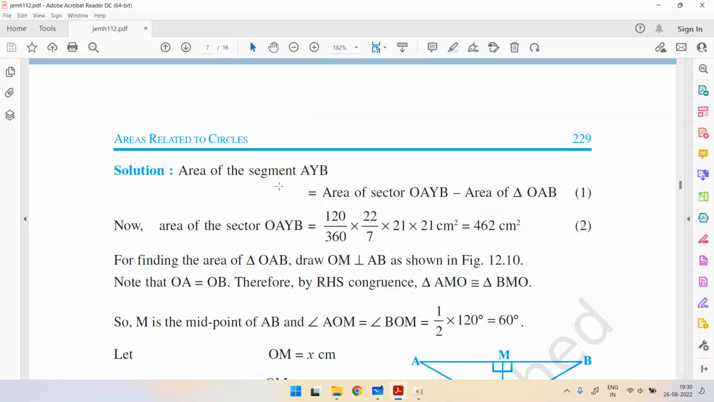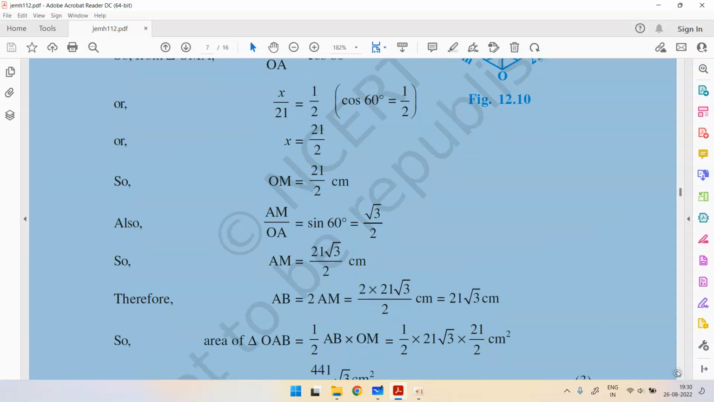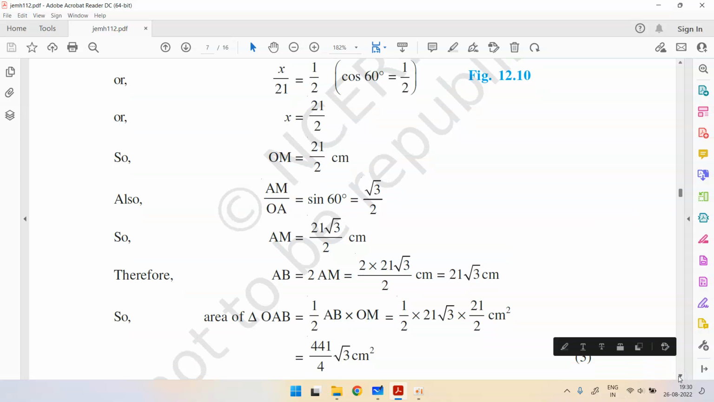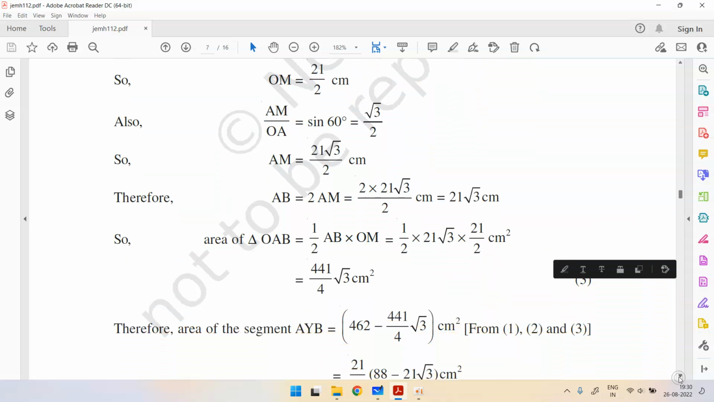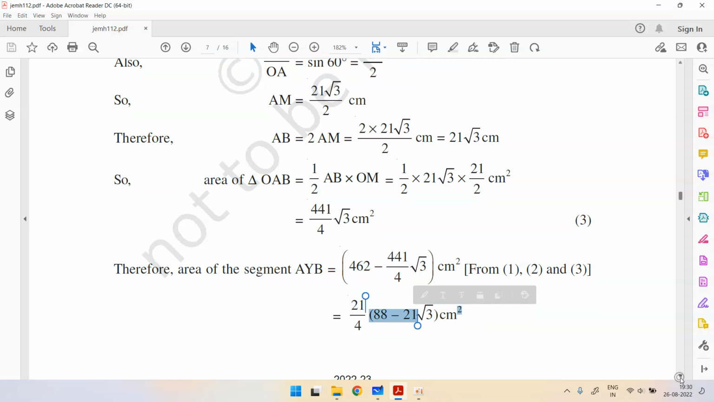They have also done the same thing, area of sector minus area of triangle, and they have shown the congruency, applying this theorem and sine theta, cos theta, they have come to the conclusion that the area of this minus this gives you this answer.